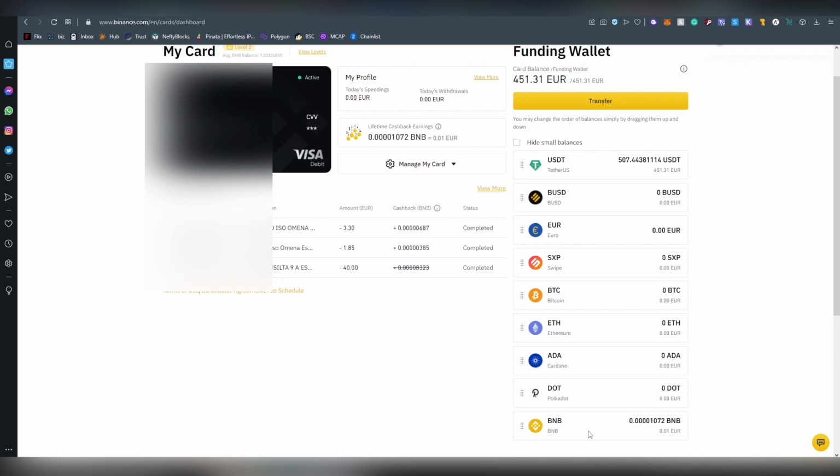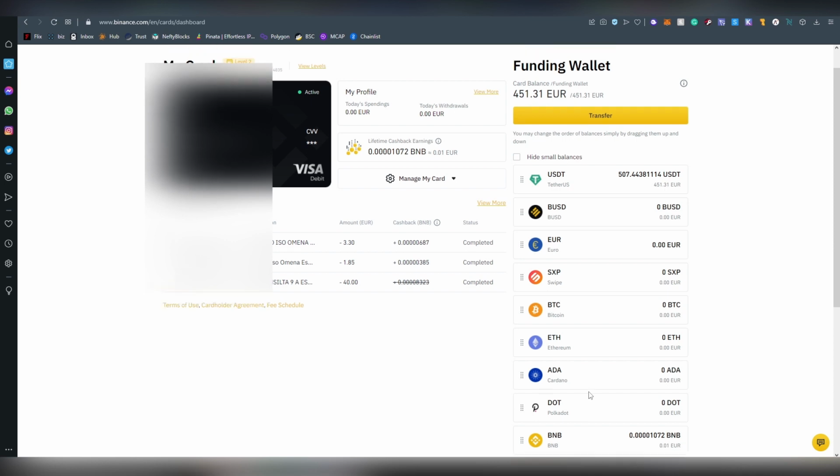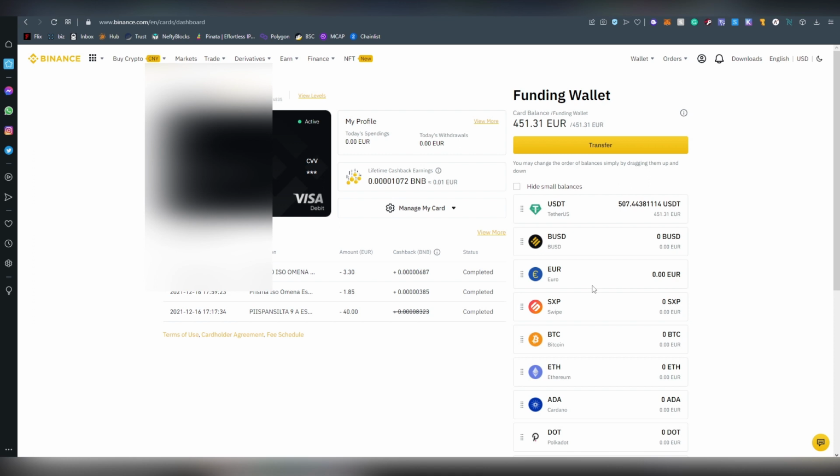And I'm going to be moving this down. So I will not be using my BNB rewards. Obviously, my recommendation is to use stable coins because that's the way you're going to be benefiting the most from the cashback systems.